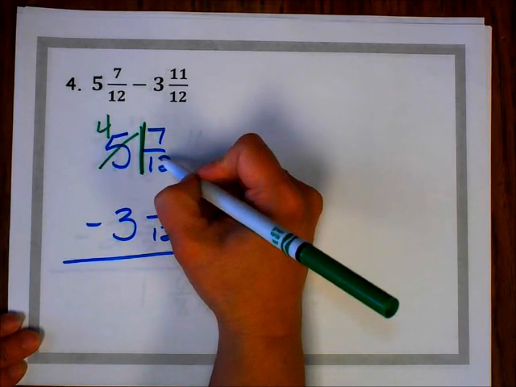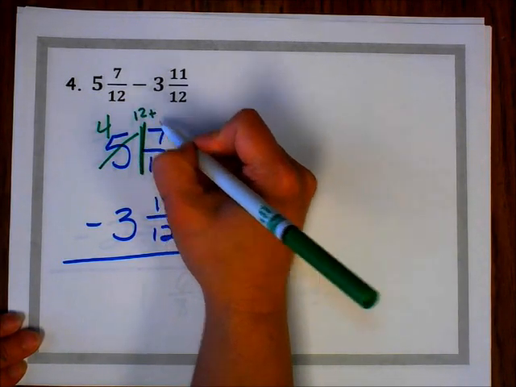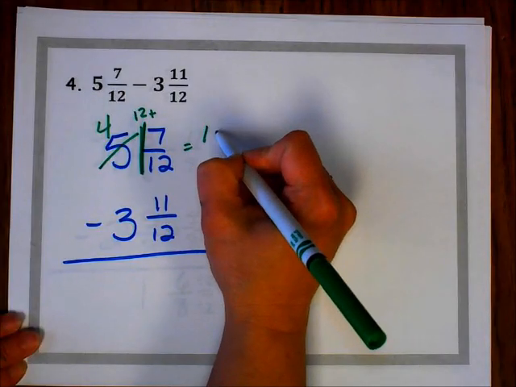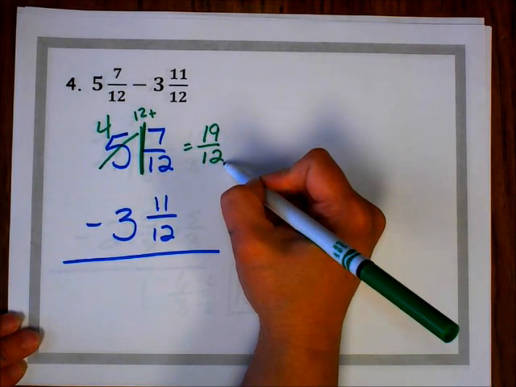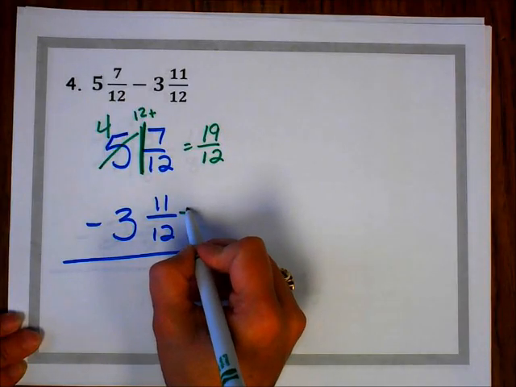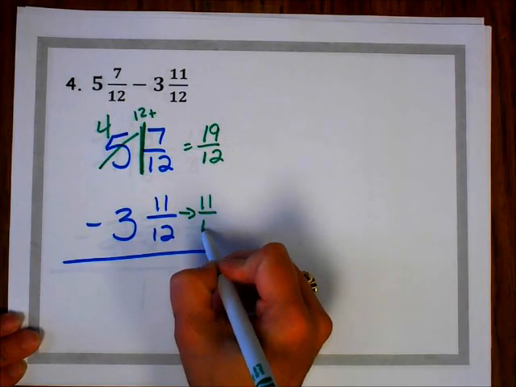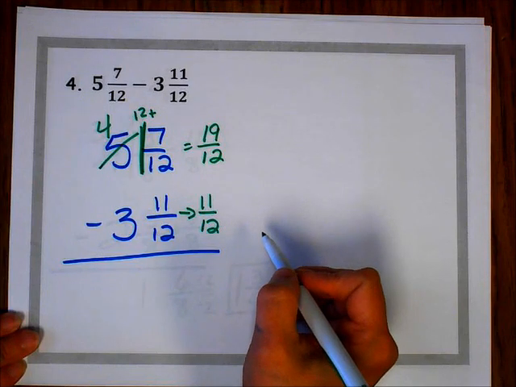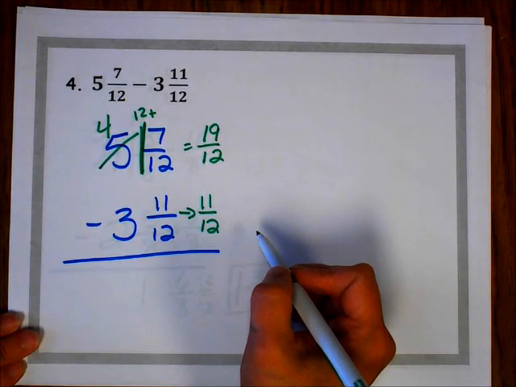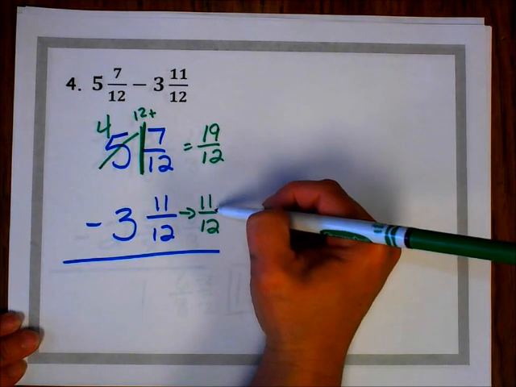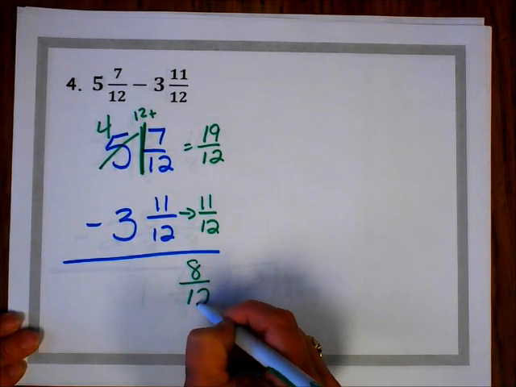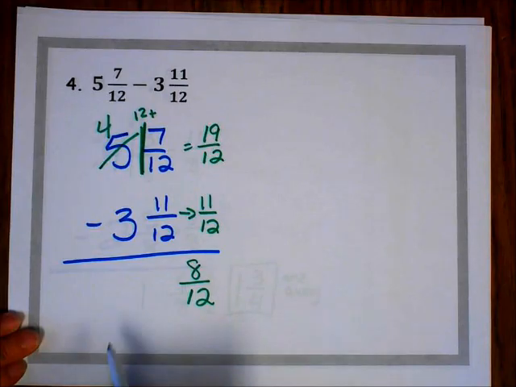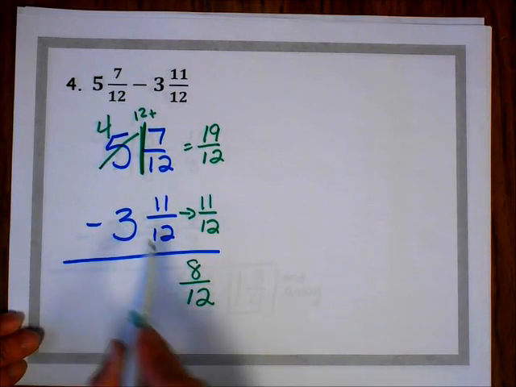So 12 times 1 is 12. 12 plus 7 is 19. So 1 7/12 is equal to 19/12. I'm going to slide my 11/12 over. Now I'm able to subtract. 19/12 minus 11/12 is 8/12. Now subtract our whole numbers. 4 minus 3 is 1.